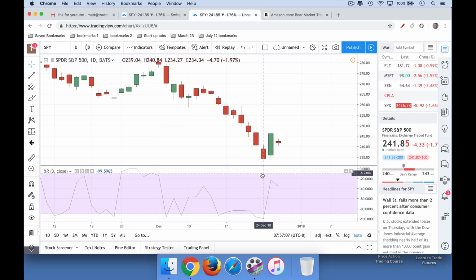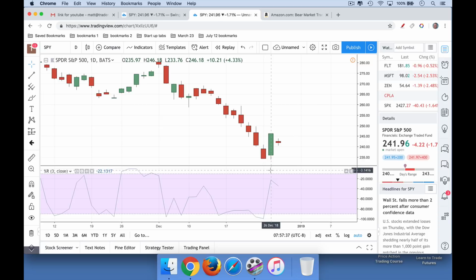So what you want to do is on a Monday, at the end of the day, if you're getting this oversold reading in the percent R, you just want to buy right at the end of the day. So in this case, we would have bought the SPY at 234.34. And then you hold it and you play the mean reversion. And this mean reversion usually happens midweek. So the play is basically you buy the SPY at the end of the day on Monday and you sell it at the end of the day on Wednesday.